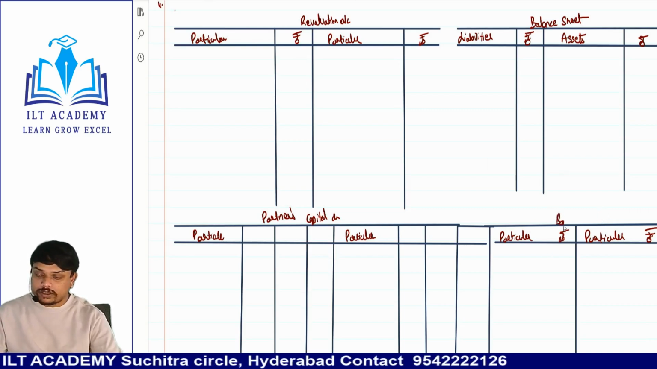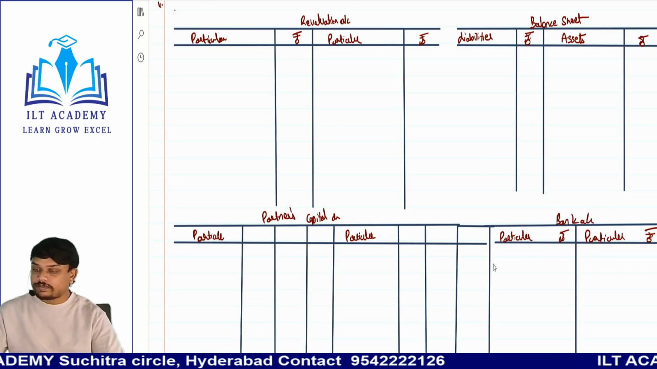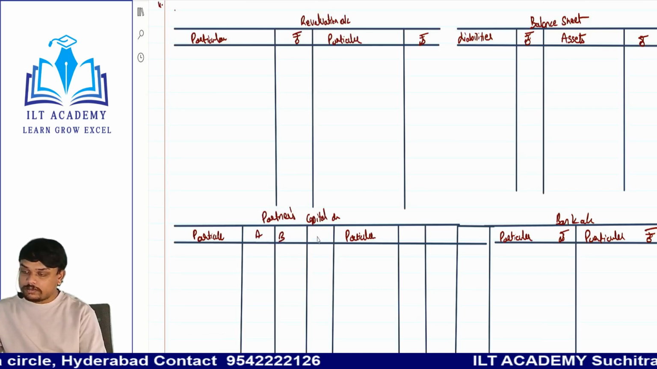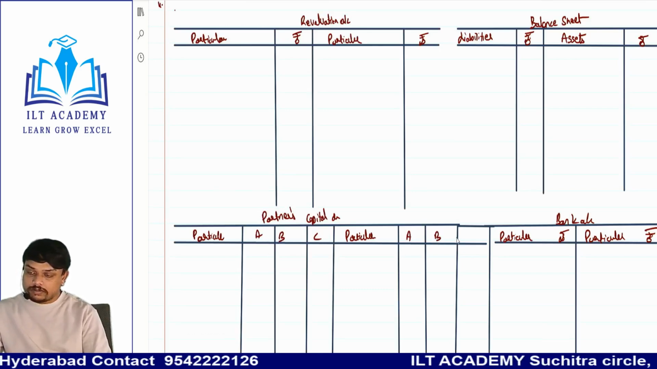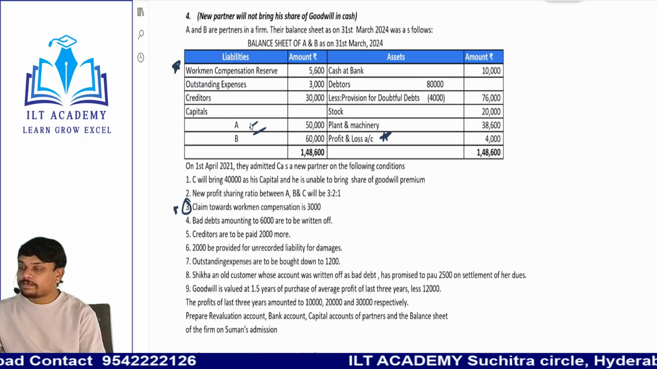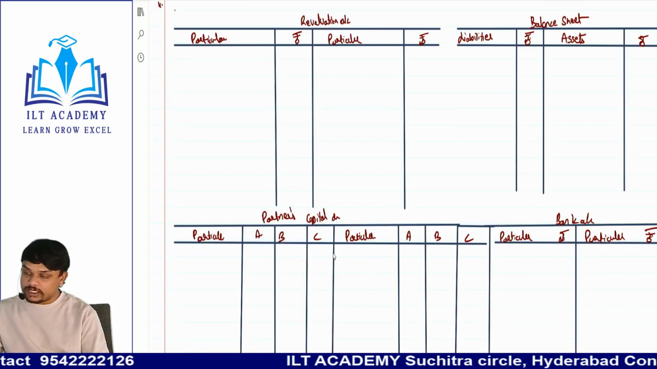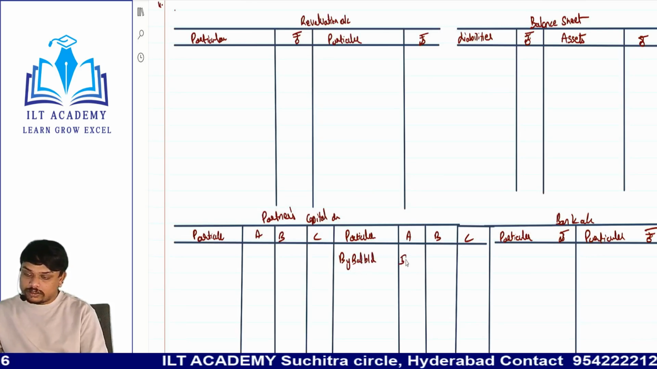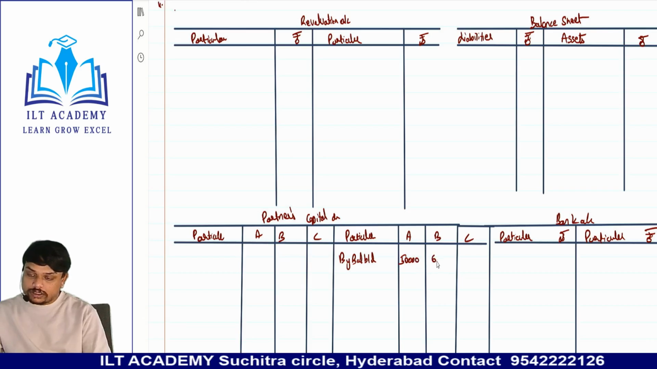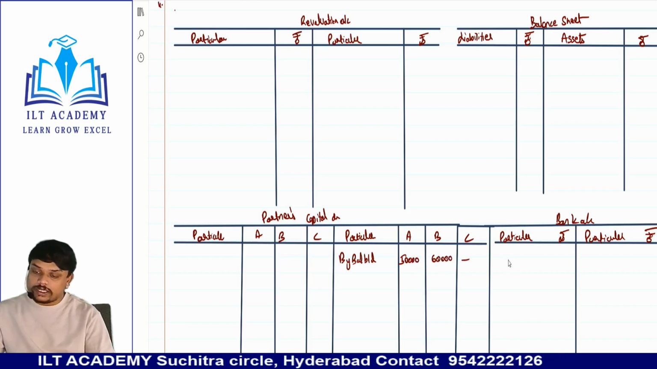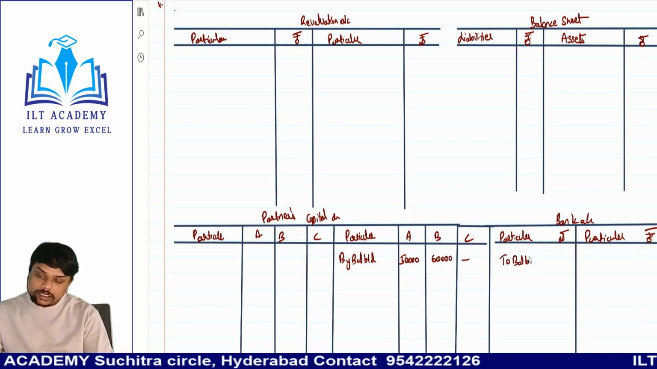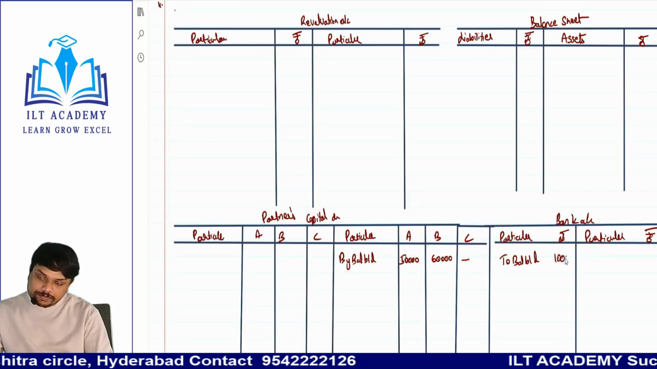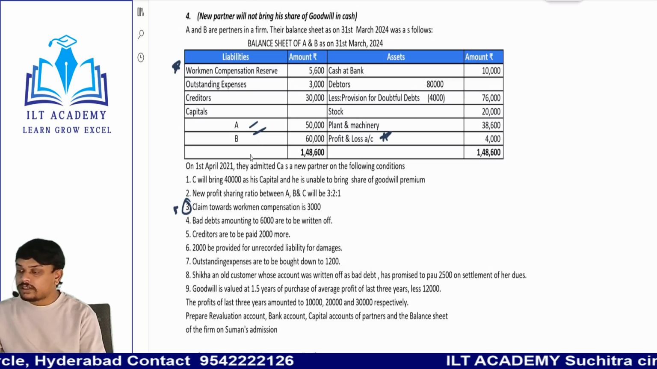Prepare bank account. Who are the partners? A, B, C. Capital account balances are 50,000 and 50,000, and cash account balance brought down. Bank account balance is how much? 10,000. Done.